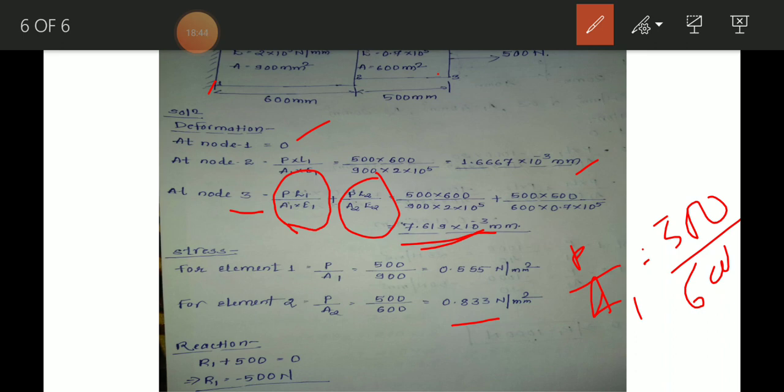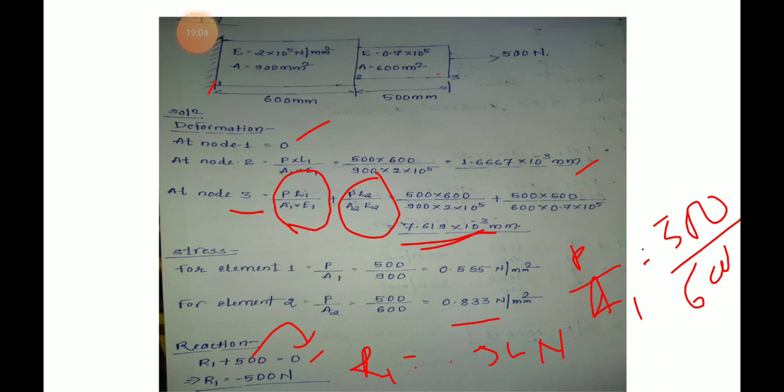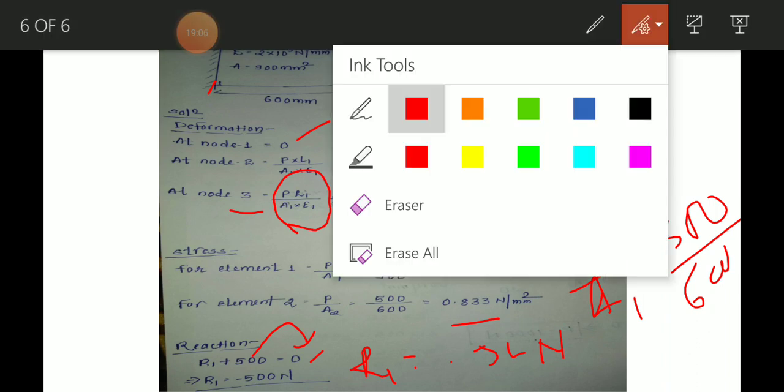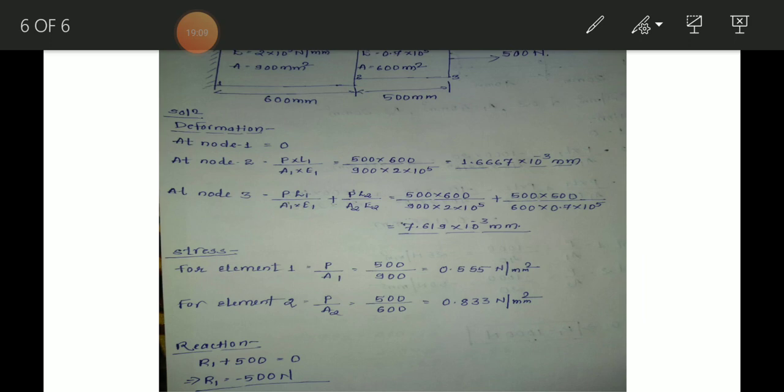Now calculate the reaction force. Write down the reaction equation R1 plus R2 equal to 0. R2 is 500, correct? So R1 plus 500 equals 0, or R1 equals how much? Transfer this 500 to this side, you will get minus 500 Newton. Fine. So I hope it is clear. It is simple.